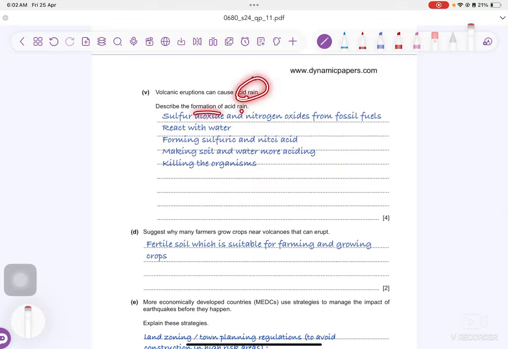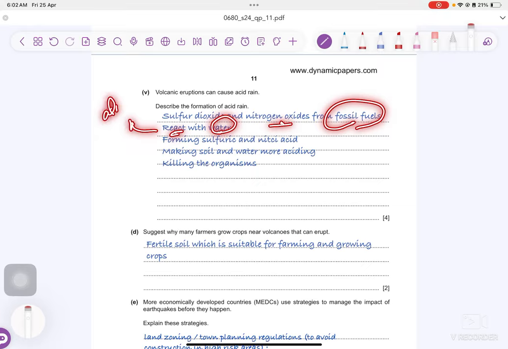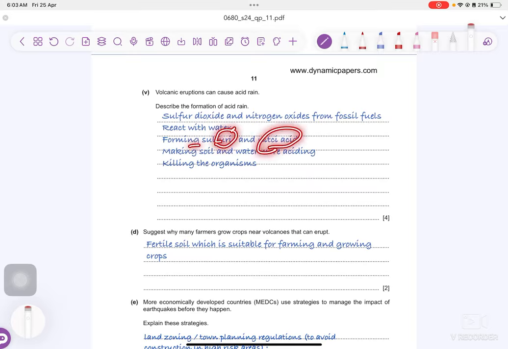Describe acid rain formation. Sulfur dioxide and nitrogen oxides, like I said, come from fossil fuels, okay? They react with water in the atmosphere, and when they react with water in the atmosphere, they form sulfuric and nitric acid, making the soil and water more acidic, okay? How do they fall? They fall by precipitation. Precipitation could be rain or snow or whatever, okay?